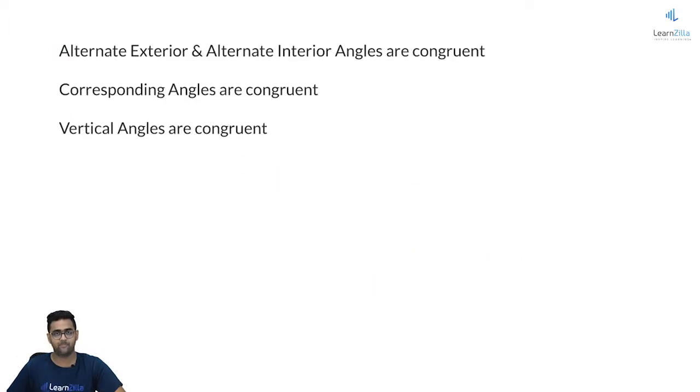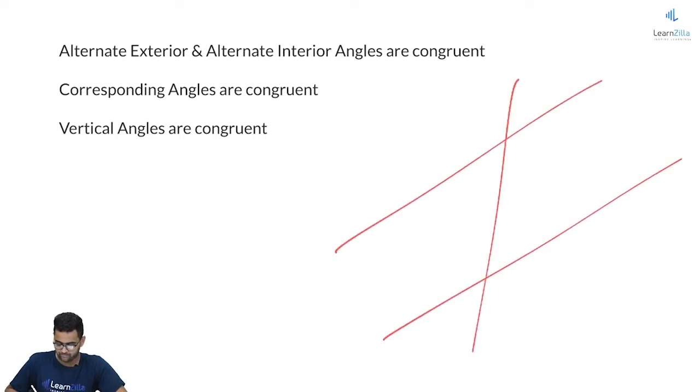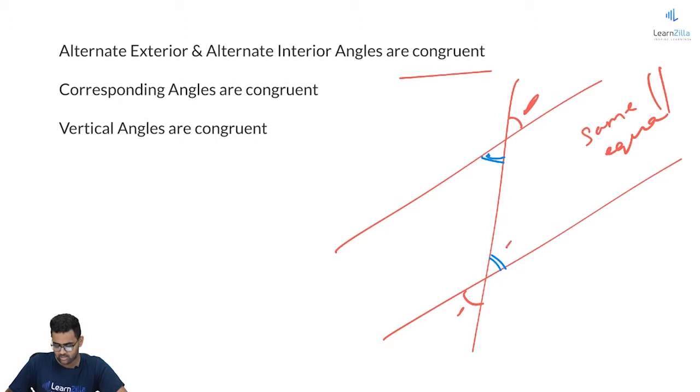Let's see some rules. Alternate exterior and alternate interior angles are congruent. So what does it mean? This is an alternate exterior angle and this is an alternate interior angle. We are saying that alternate exterior and alternate interior angles are congruent. Congruent means same, equal. So this angle is equal to this angle is equal to this angle.